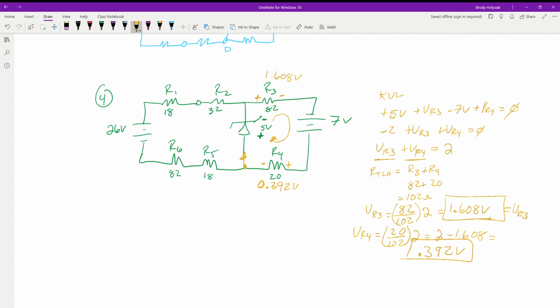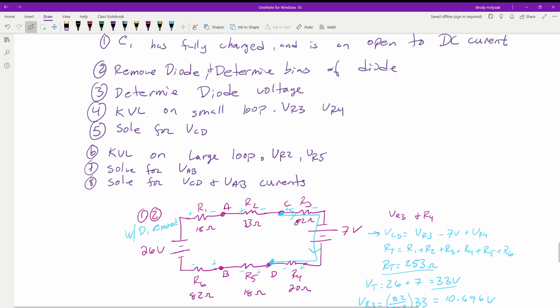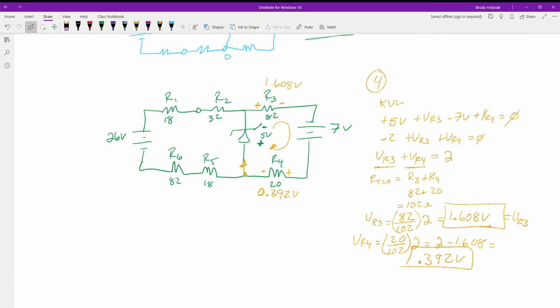Okay, so this takes care of step 4. So I'm going to shift this over. This is step 4 over here. We'll come back up here and look. So now we did step 4. We've done 1, 2, 3, and 4. Step 5 now is solve for the voltage from C to D. So in this case, we have C here, D here. What is the voltage if we were to measure it?